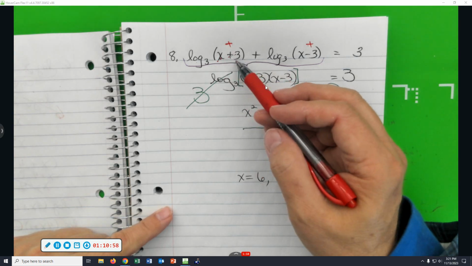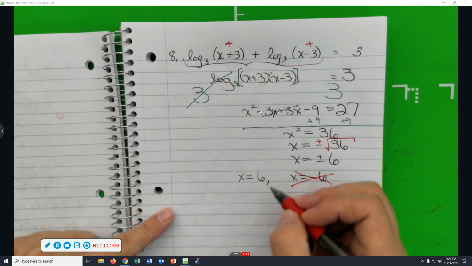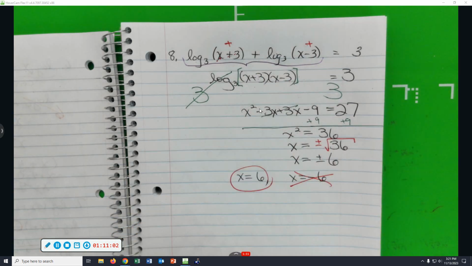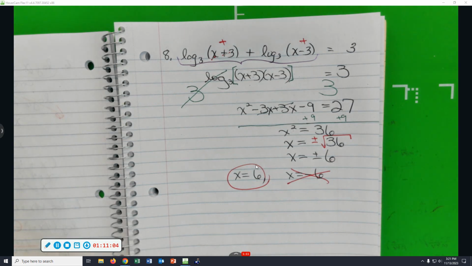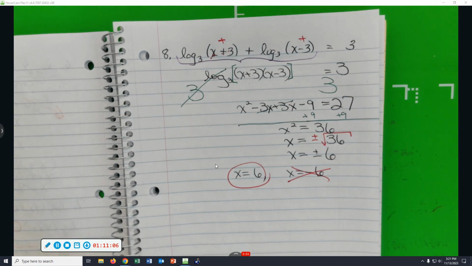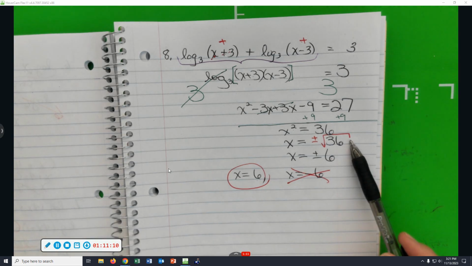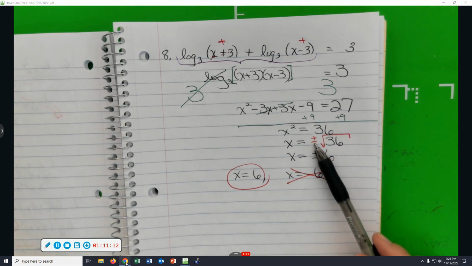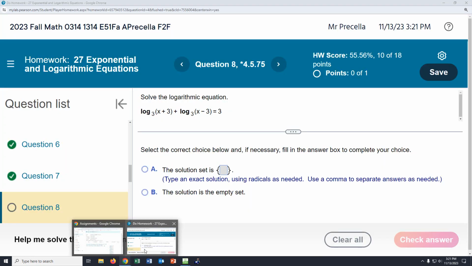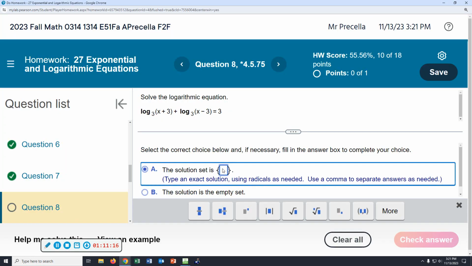So if you'd only gotten the positive one, I think you'd be okay. 6 plus 3 is positive. 6 minus 3 is positive. The only acceptable answer is positive 6. So if you're one of those square root people that forgets, you remember the square root symbol, but you forget the plus minus, you would be okay. Your answer would turn out okay.